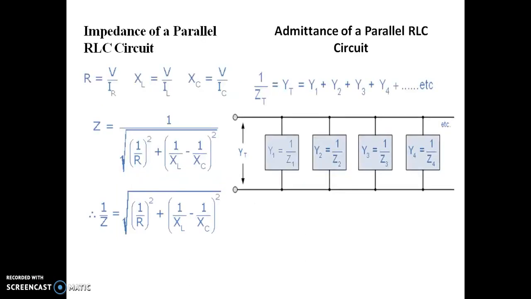Impedance of a parallel RLC circuit: R is equal to V by IR, XL is equal to V by IL, and XC is equal to V by IC, where we are trying to find out R, XL and XC. So 1 by Z is equal to root over (1 by R) whole square plus (1 by XL minus 1 by XC) whole square, or Z is equal to the inverse of the previous expression.